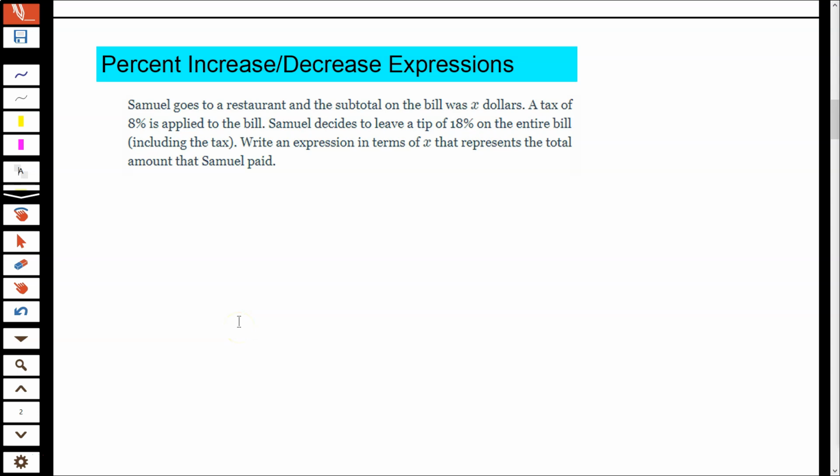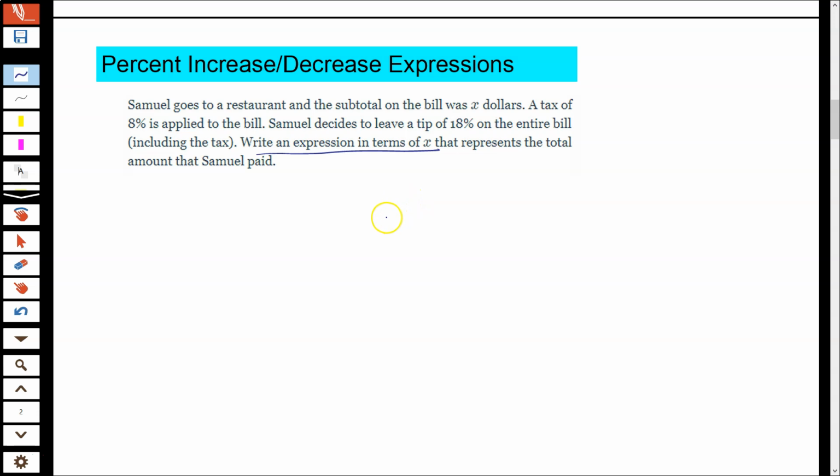Okay guys, and this just builds on what you did in the first set of problems for this lesson. So this is percent increases and decreases with expressions. The difference is, in this text it says write an expression in terms of x that represents the total amount that Samuel paid. And this is a problem about Samuel going to a restaurant.